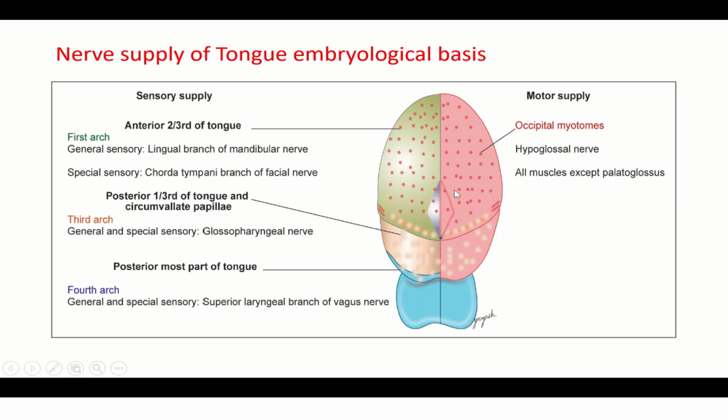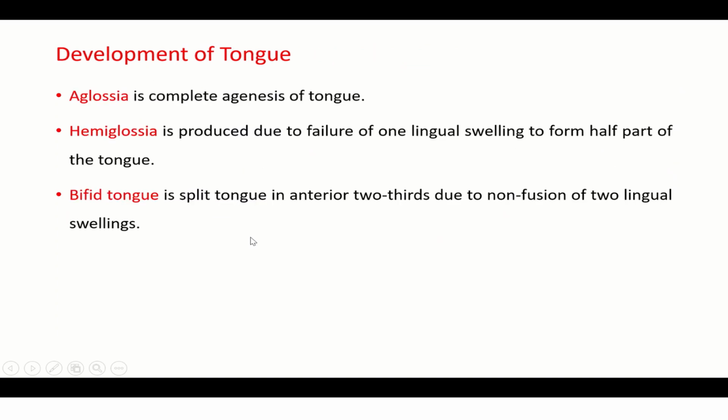You can see here, this is the anterior two-thirds of the tongue. The general sensation is by the lingual branch of the mandibular nerve, and taste sensation is by the chorda tympani. Posterior one-third, both general and special, by the glossopharyngeal nerve, and the posteriormost part by the superior laryngeal branch of the vagus nerve. And here you can see the hypoglossal nerve, which will be supplying the muscles of the tongue except palatoglossus, which will be supplied by the vagus.